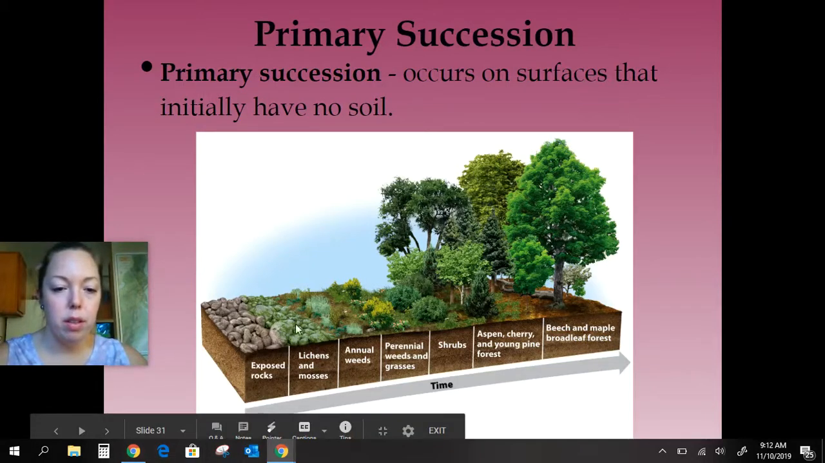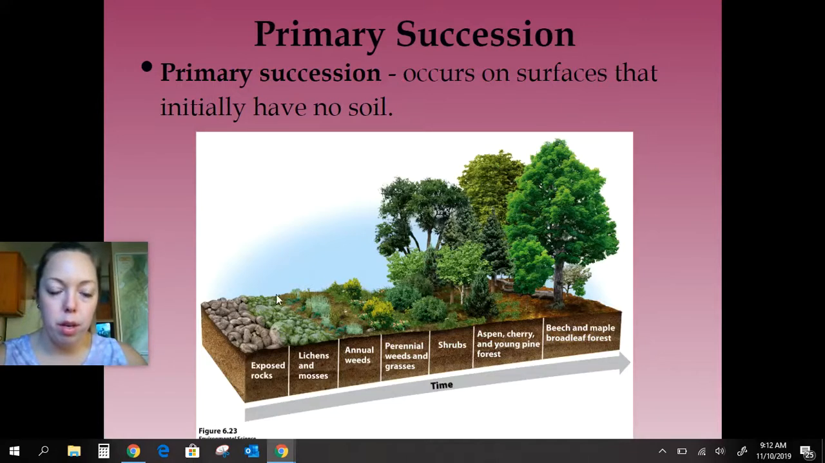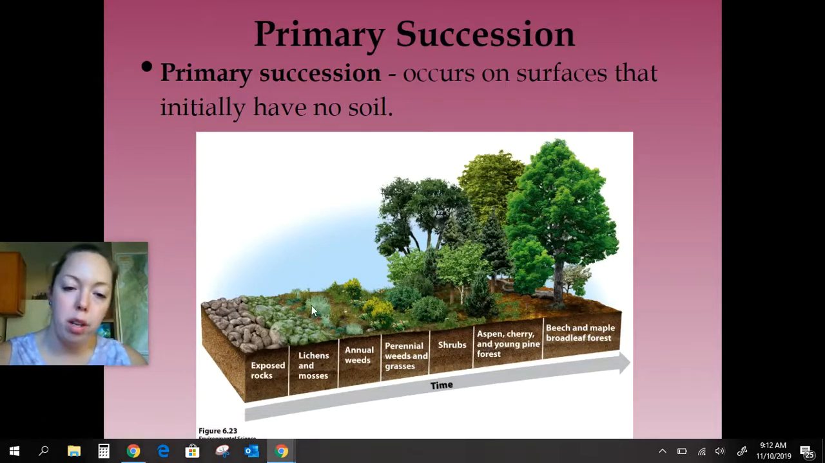Basically what happens is they die, their organic material from their bodies breaks down, and over time, more nutrients get added to the soil, which gives way to larger plants being able to grow. So that's when you get the annual weeds, and it just keeps happening. There's death, more nutrient soil, bigger plants can grow, and time goes on. And by the end of it, you get this beautiful forest.